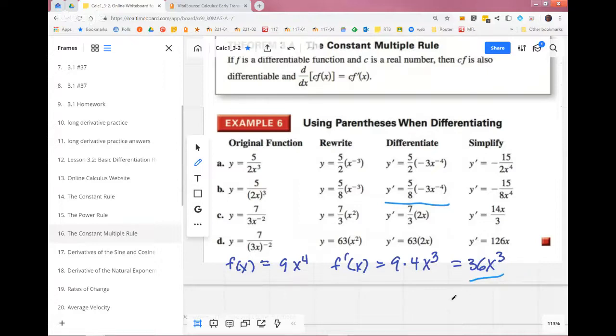The power rule is awesome. And the constant multiple rule is really simple to work with, because with a constant out in front, you don't really have to do anything with the constant.